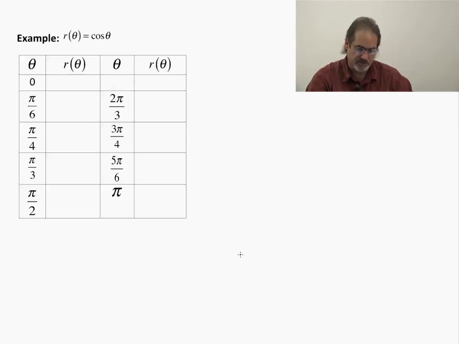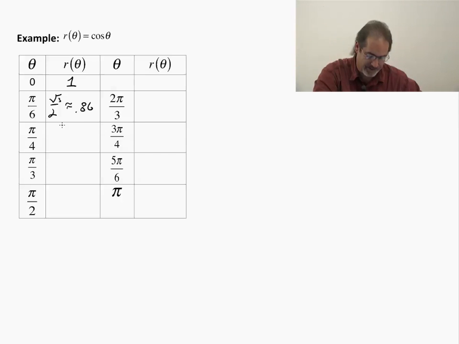Let's take a look at a couple of examples now. Let's start off with the polar function r of theta equals cosine of theta. So when theta is 0, cosine of 0 is 1. Pi over 6, cosine of pi over 6 is root 3 over 2, which is approximately 0.86. Pi over 4, cosine of pi over 4 is root 2 over 2, which is approximately 0.70-ish.